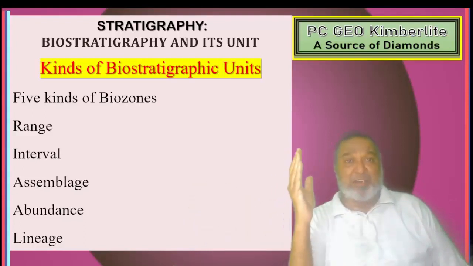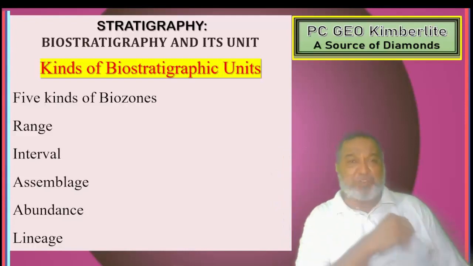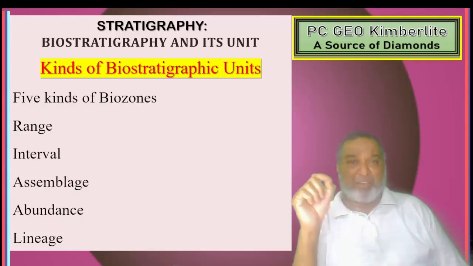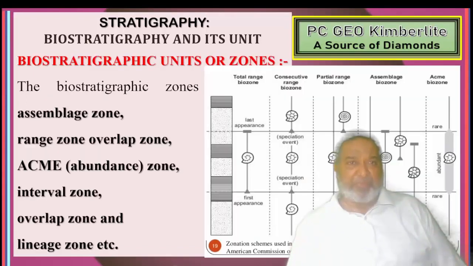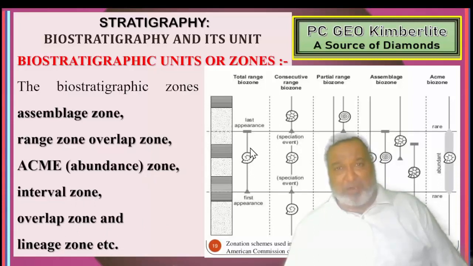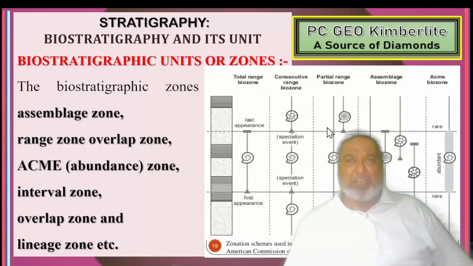Now there are the kinds of biostratigraphic units, that is the divisions which have been done of those particular biozones: range, interval, assemblage, abundance, and lineage. Again, the same ones: assemblage, range zone or overlap zone, acme, that is abundance zone, interval zone, overlap zone, or lineage zone. So these are the fossils which have been given; how range has been given, lower as well as upper range. We will see the total range biozone, concurrent range biozone, partial biozone, assemblage biozone, acme biozone. One by one we will see them in detail.